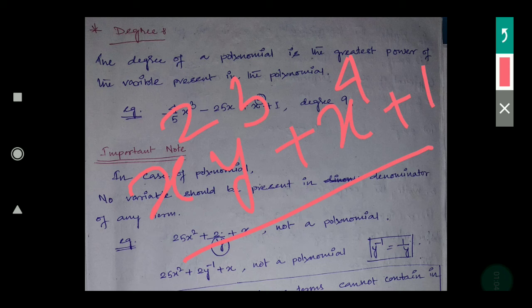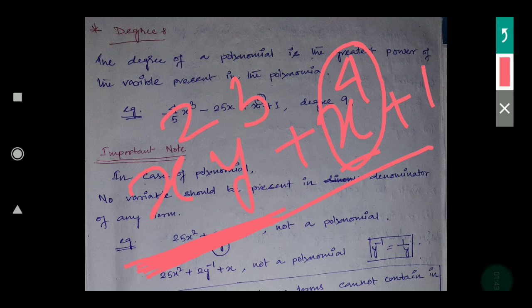So see the definition here. The degree of a polynomial is the greatest power of the variable present in the polynomial. Greatest power means the largest power of the variable present. See here, x is also a variable. Here x power is 4, and in this term x power is 2 and y power is 3. So in this term, what power does the variable have? You will say 2 or 3, or what?